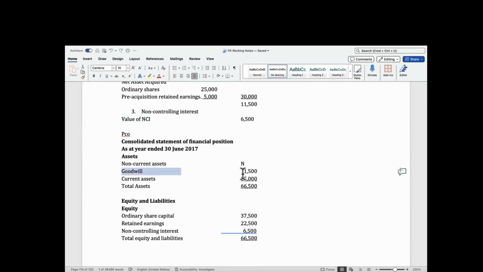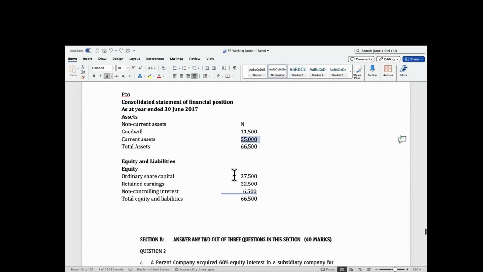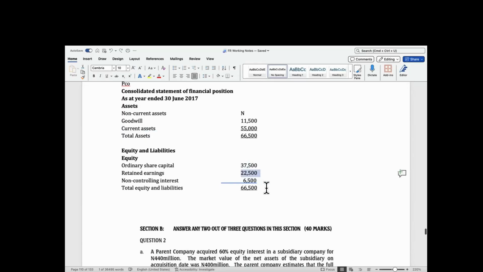So goodwill 11.5. I have current assets, which is the addition of PICO and ESCO's current assets. The share capital will be the share capital of the parent because that of the subsidiary has been cancelled out, while the remaining balance is represented as NCI. The retained earnings is that of the parent alone because the subsidiary's retained earnings is totally pre. Then I balance it out.